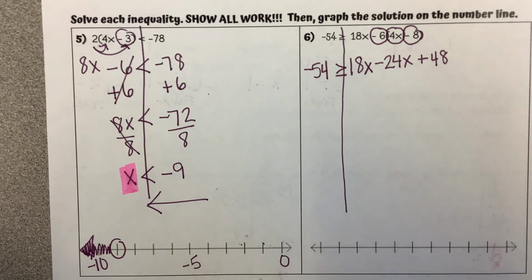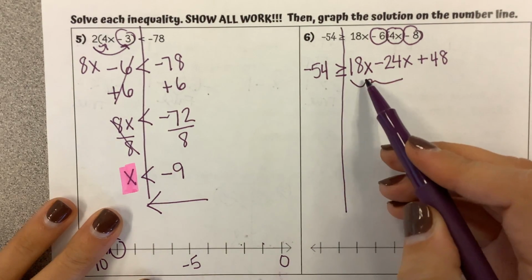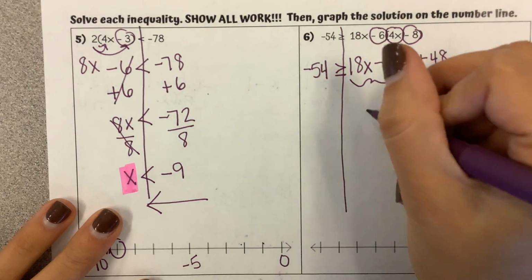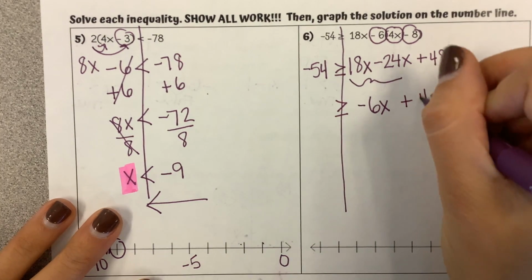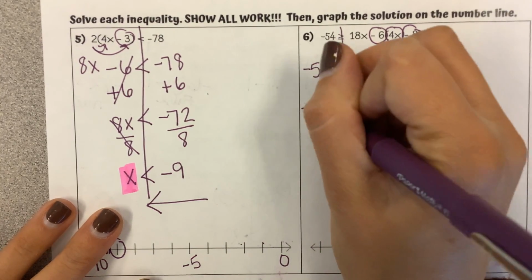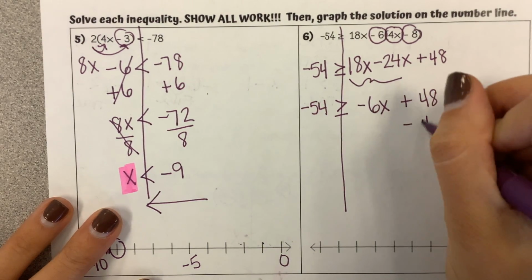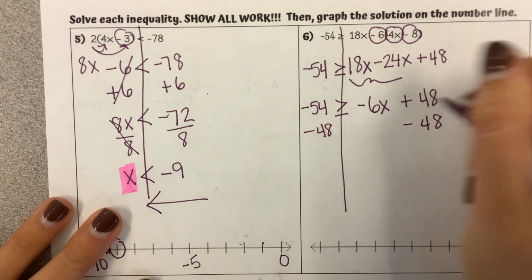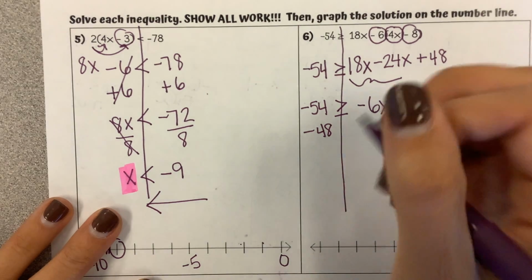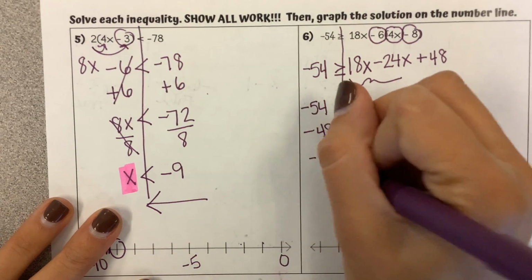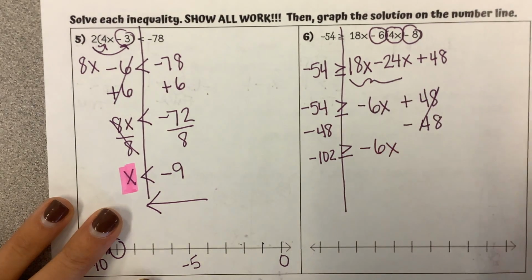Before I move anything to the other side, I'm going to simplify. We've got positive 18x and negative 24x, which is negative 6x. Bring down the plus 48, bring down the negative 54. Now I've got a two-step inequality. If we are adding 48, the opposite is to subtract 48 from both sides. Negative 54 minus 48 is going to be negative 102. Bring down our inequality symbol, bring down negative 6.